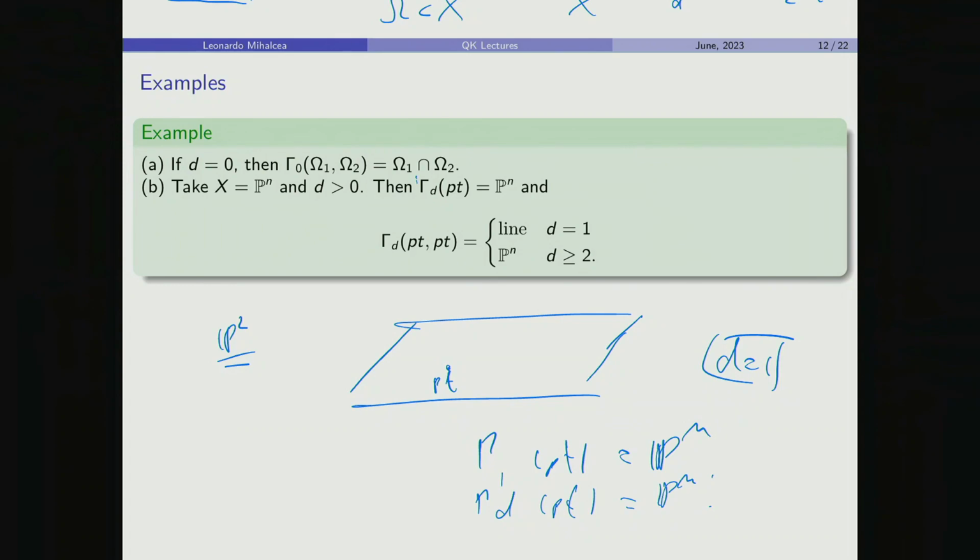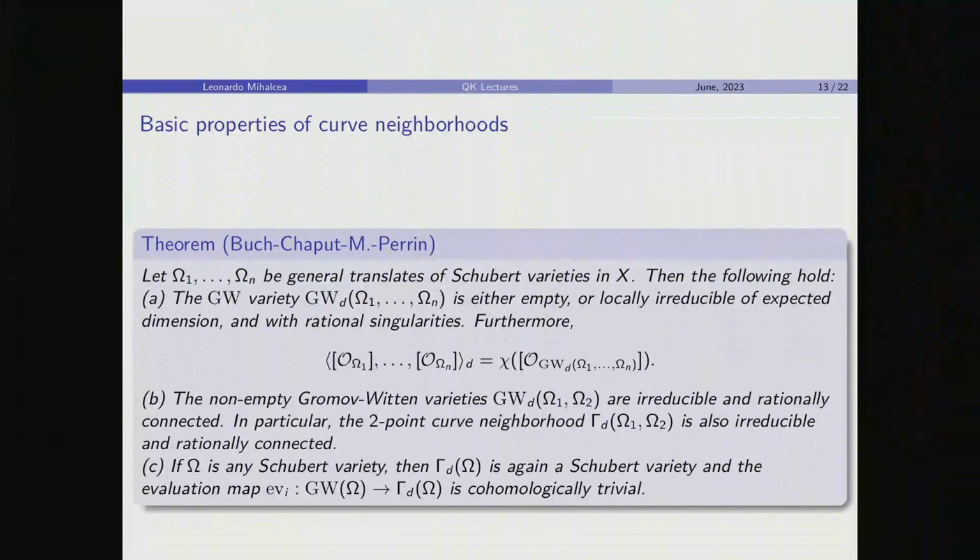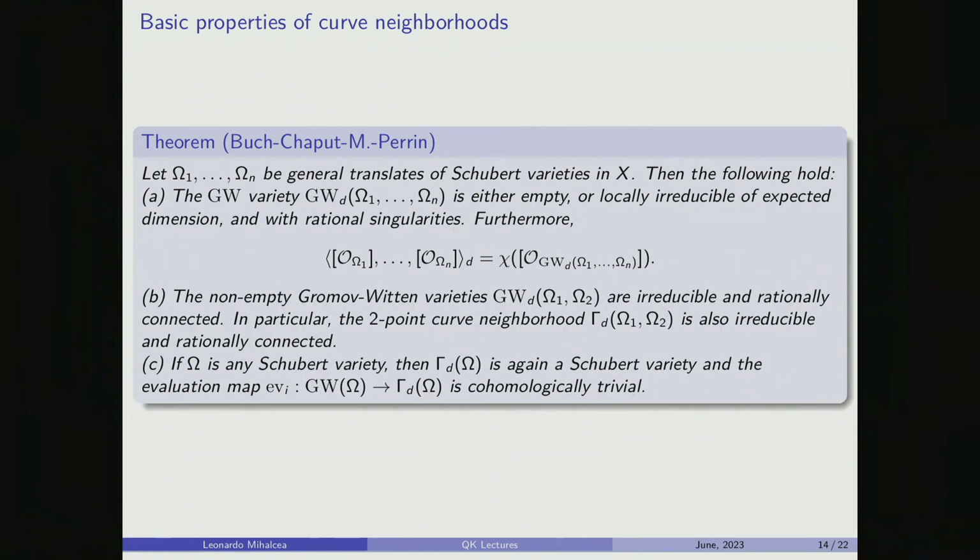All right. So what are some properties of these curved neighborhoods? And this is actually related to the previous question. Well, if I consider these varieties in general position, then first of all, the Gromov-Witten invariant that corresponds to the structure sheaves of these curves is just the Euler characteristic of the Gromov-Witten variety obtained by pulling back these varieties. So a Gromov-Witten invariant is really the measure of the space of curves passing through omega 1, omega 2, and so on. So this makes this precise.